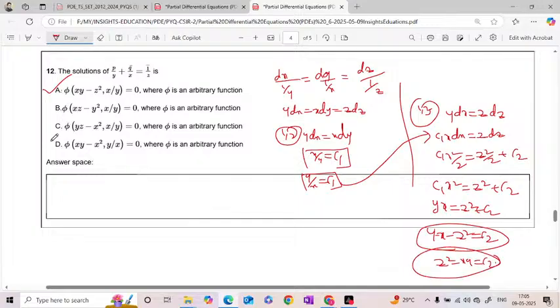So option, yes, option A is the correct one.